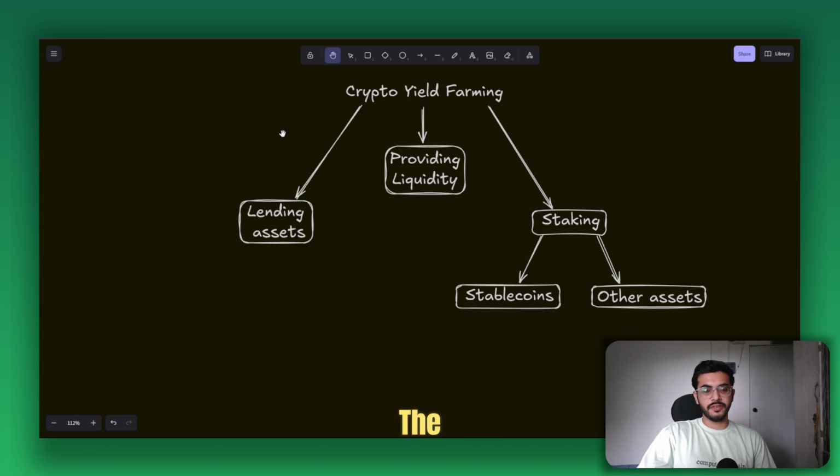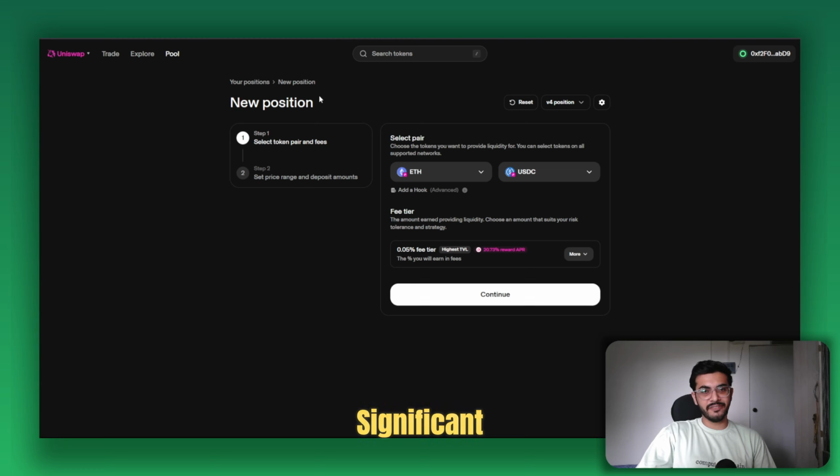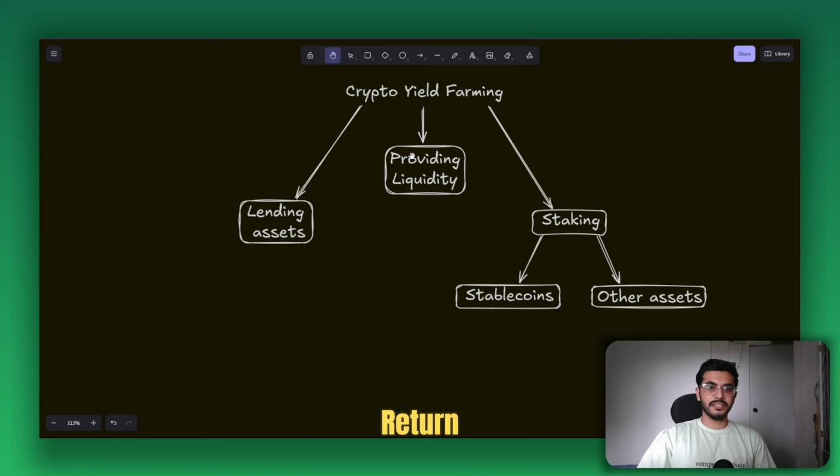Of course, all of the ways of crypto yield farming like providing liquidity, lending your assets or staking involve a significant amount of risk like impermanent loss, smart contract risks, liquidation if you are borrowing your assets, and other risks. Every return generated comes with its own risk no matter the type of market. Crypto is also the same. If you are generating returns, there are going to be risks. So I advise you to do thorough research before starting your crypto yield farming journey.